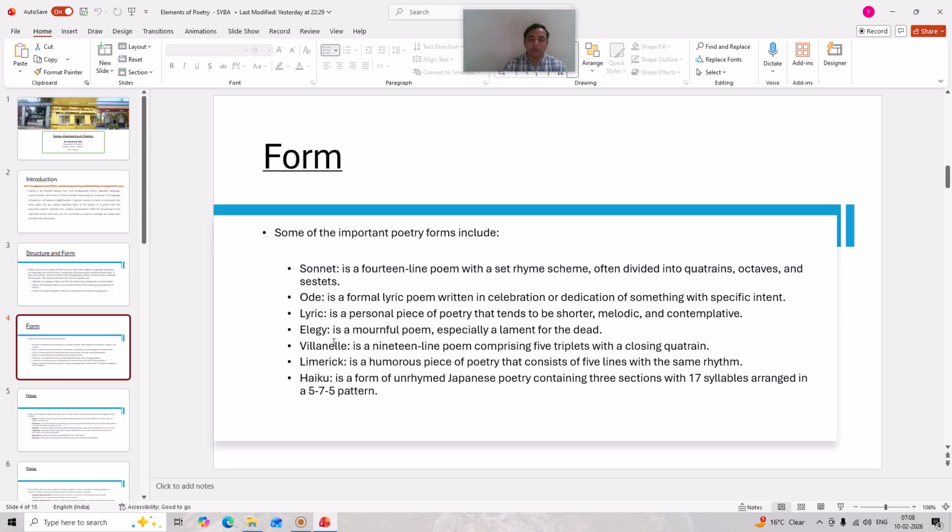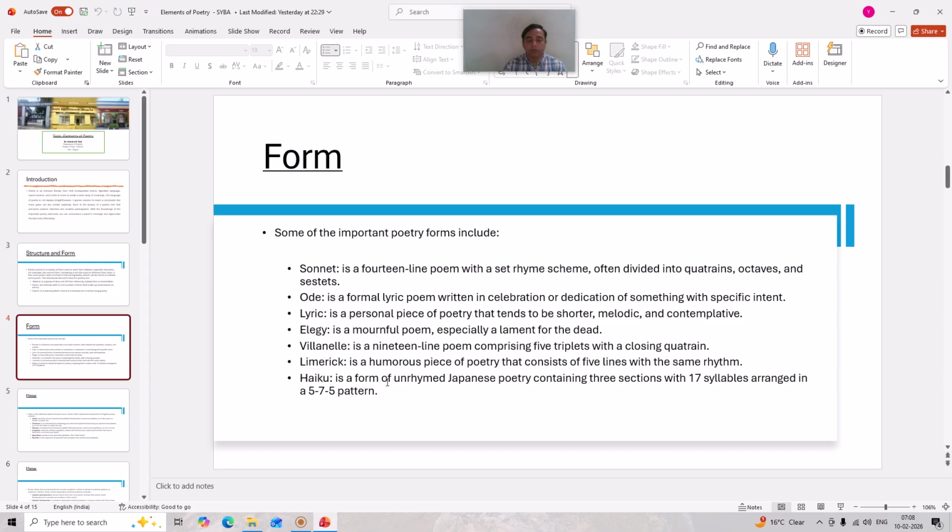When a poem is written in 19 lines, that 19-line structure makes us understand that the poem is in the form of a villanelle. When a poem is written in a humorous way, and if it consists of 5 lines with the same rhythm, then we identify that the form of the poem is limerick.